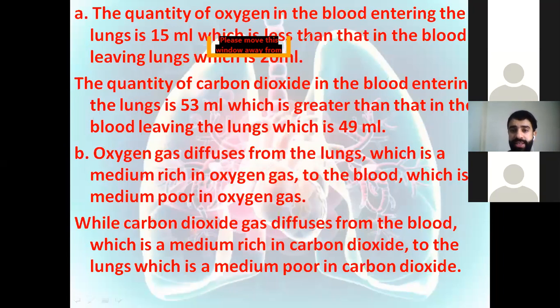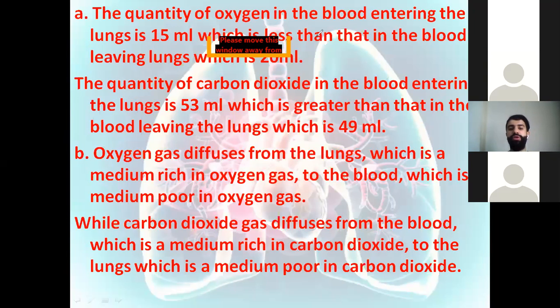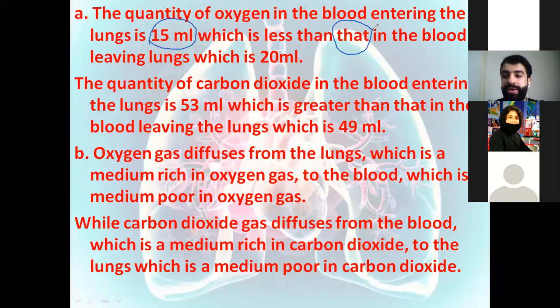So first, let's start step by step. First, the comparison, and all of you please pay attention to the comparison. I have a hint here that helps you save time. The quantity of oxygen in the blood entering the lungs is 15 milliliters, which is less than that. What does that refer to? Who can tell me by raising your hand? It refers to the 15 milliliters.